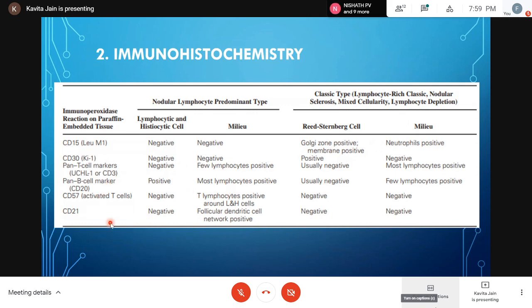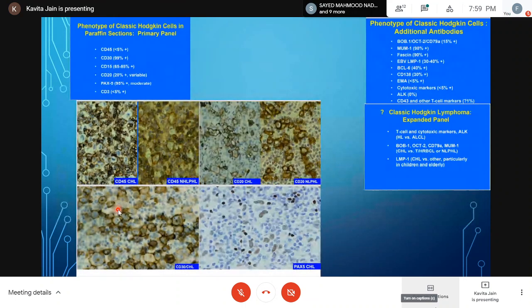And the very characteristic feature of NLPHL would be the activated T cell marker, CD57, forming rosettes. The T cells in the milieu would be forming rosettes around the LP cells. However, CD57 would be negative in the LP cells themselves. But in classical Hodgkin's, here we won't find any rosette of the activated T cells. So just to show you, sorry, they're very dark.